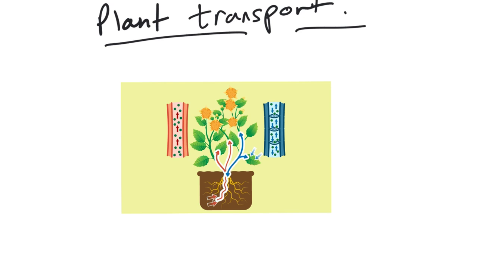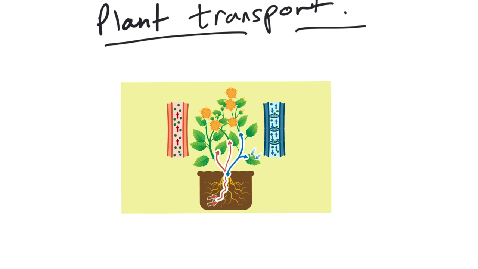So why does a plant actually need a transport system? Well, it's because like many multicellular organisms, the surface area to volume ratio of the plant is too small to be able to rely on diffusion alone from the surroundings to meet its requirements for survival.